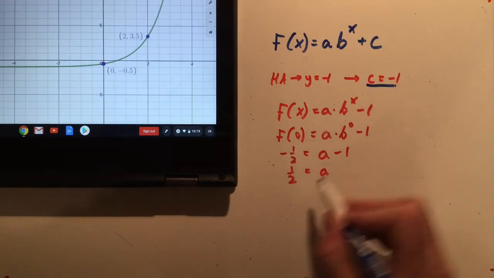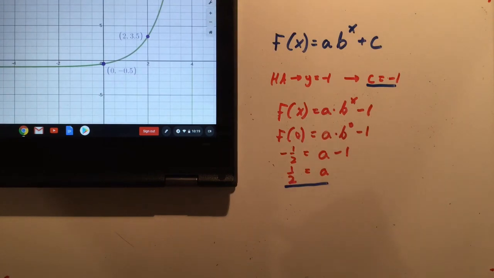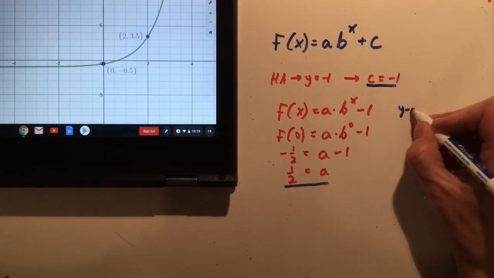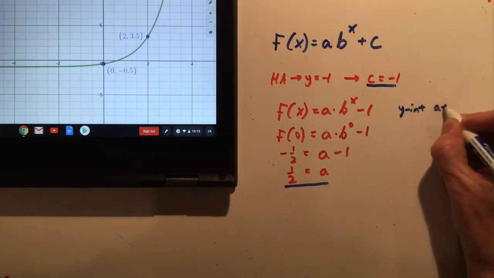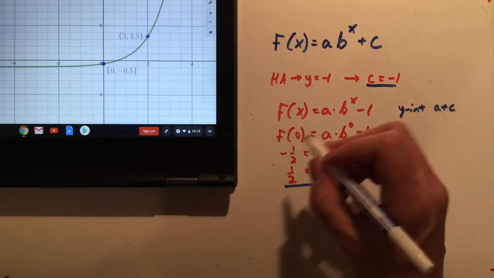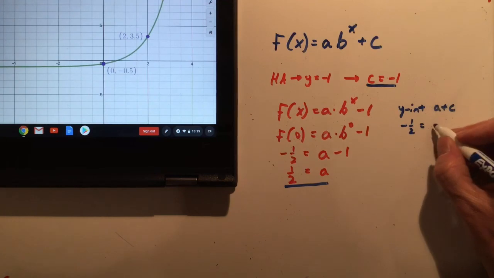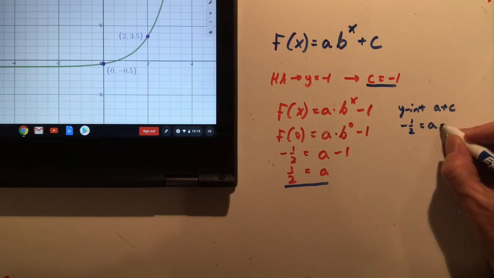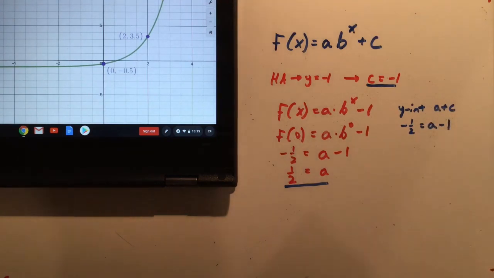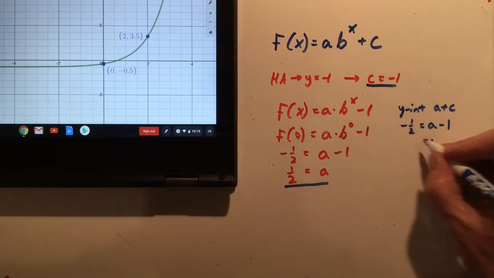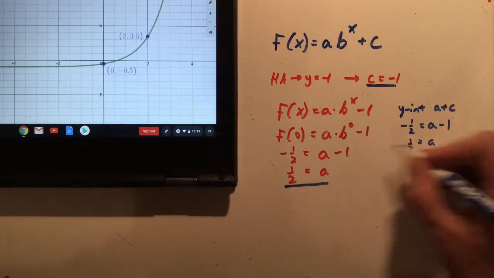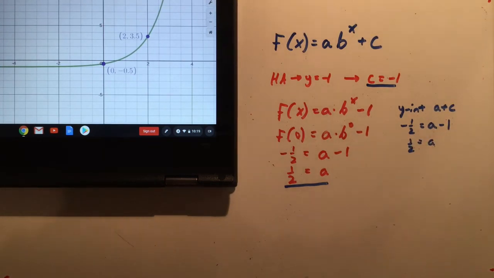So I know c is -1 and a is 1/2. I could also have gone with the fact that the y-intercept is always going to be a plus c, and I could have just said, well, the y-intercept is -1/2, and a is what I'm trying to figure out, and c is -1, and then solve the equation this way. Those are essentially doing the same thing, though.